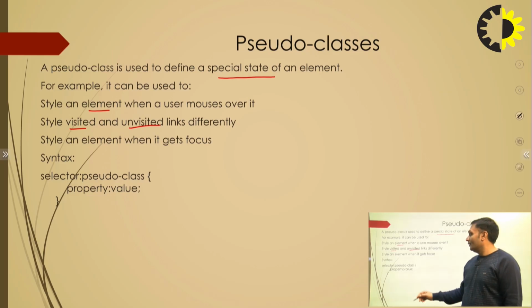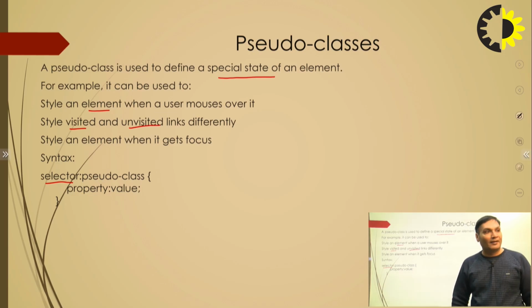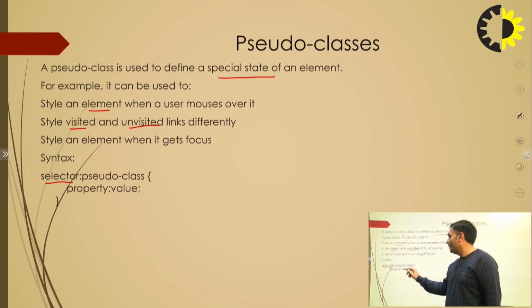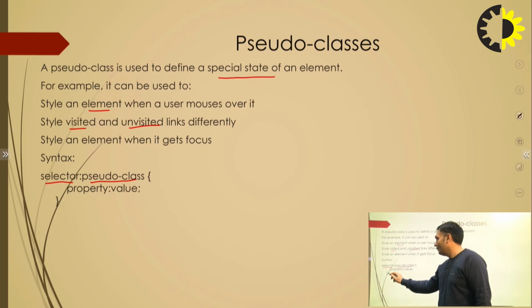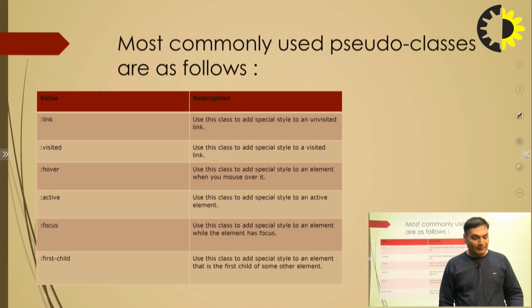So the syntax of a pseudo-class is: we first write the selector on which we want to apply the different state, then the pseudo-class, then curly braces open and close, and in between we write the property and value. So let's see an example.